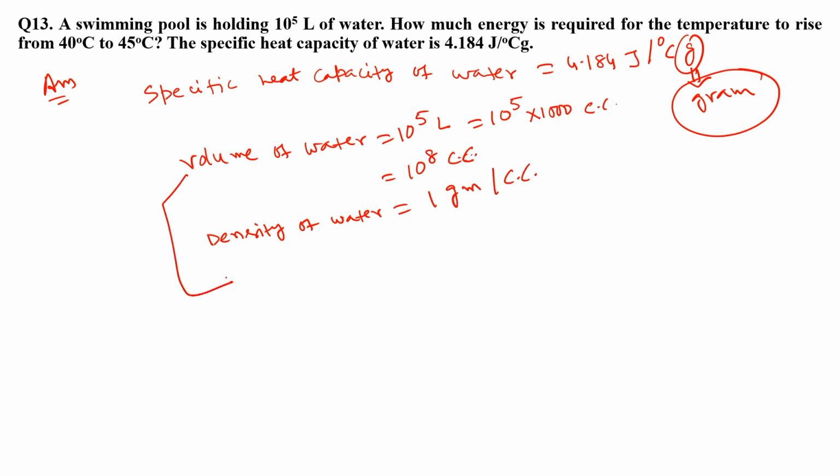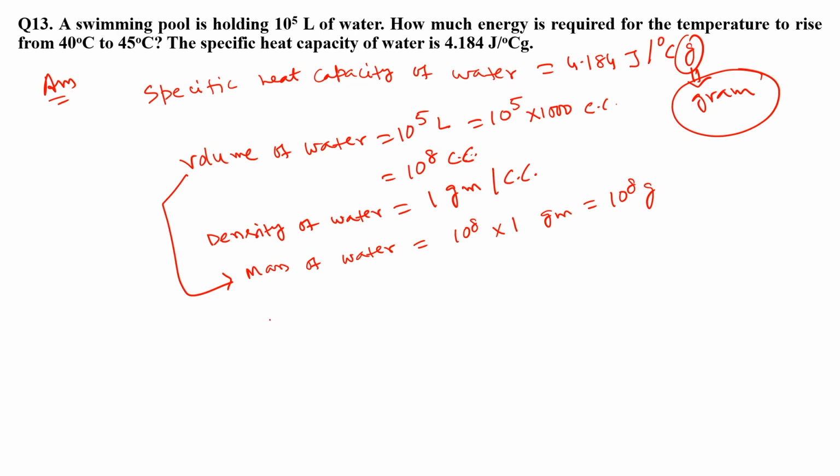So, the mass of water is 10 to the 8 times 1 gram. So, we get 10 to the 8 gram. This is the mass of water in the swimming pool. So, what is Q?